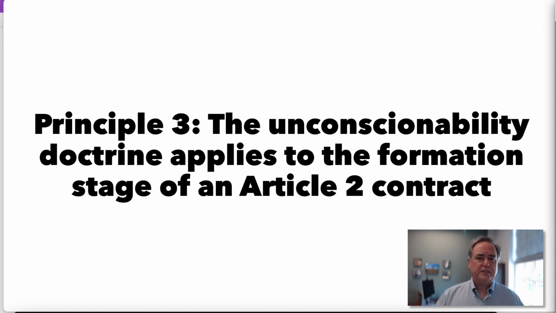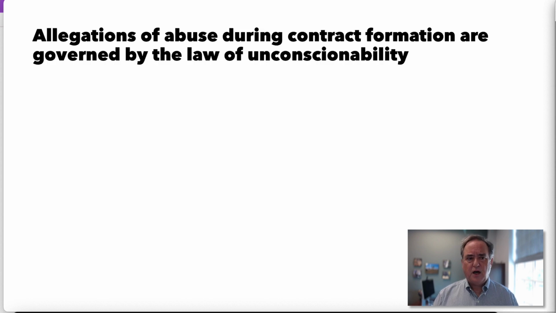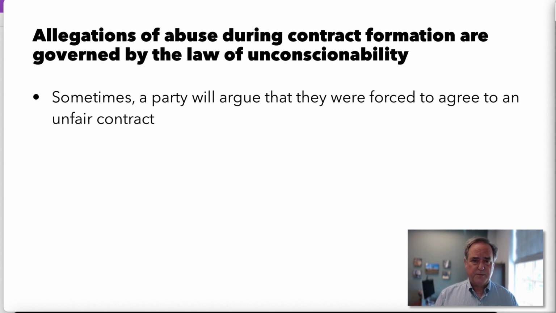The third principle has to do with the formation of a contract. And in this third principle, we rely on what's called the unconscionability doctrine. And this applies to the formation stage of an Article 2 contract. Now, allegations of abuse by one party during contract formation are usually governed by the law of unconscionability.